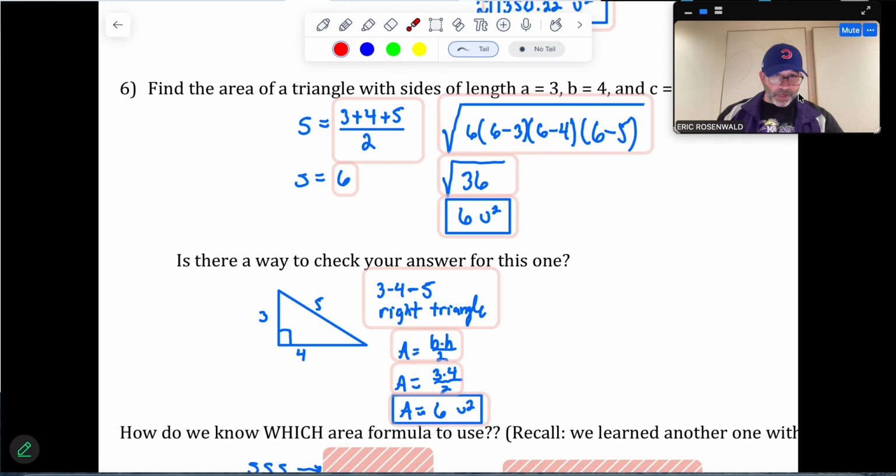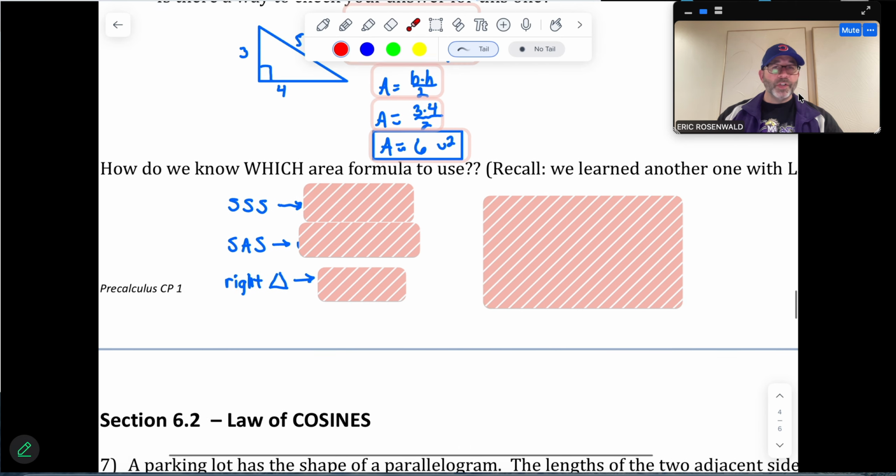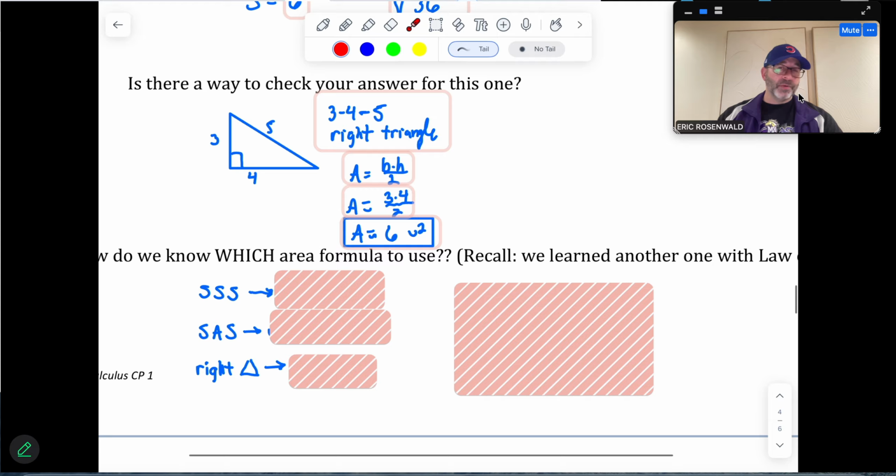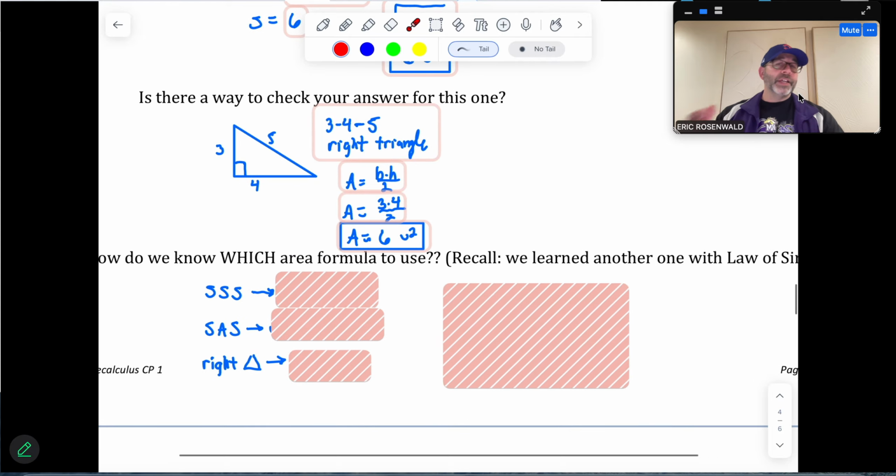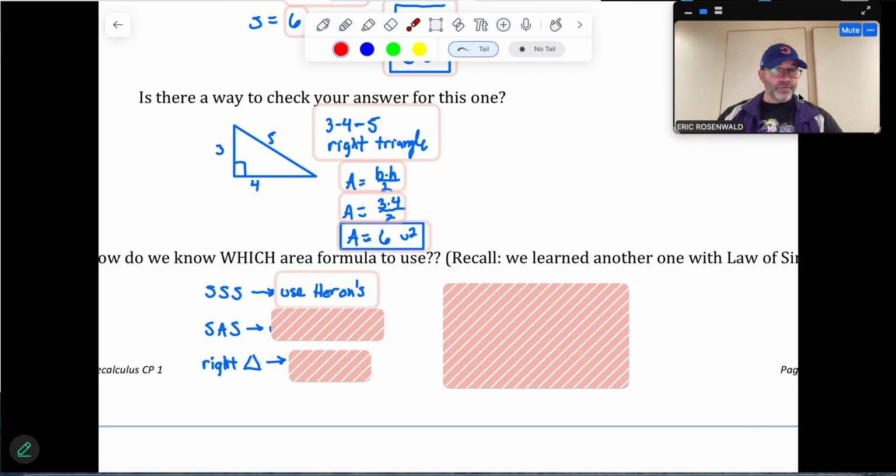But if it's not a right triangle, you have to use this, or you have to find out more information before you can do anything. So the question is, which area formula do we use? Because now at this point we've learned a couple. Well, if you're given side, side, side, just use Heron's formula. It's the easiest, it's the fastest, it's no problem.